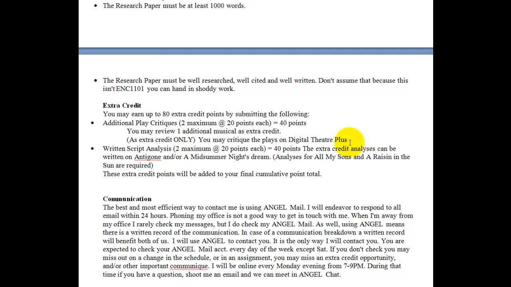You may also hand in 2 extra script analyses at 20 points each, again half the value of the other ones. The extra script analysis must be written on Antigone or A Midsummer Night's Dream, and there are deadlines from when these are required. The extra points will be added to your final cumulative point total, bringing that all up to 880 points total possible.